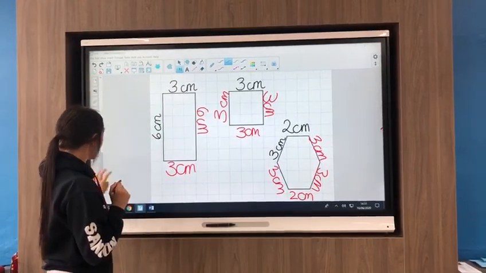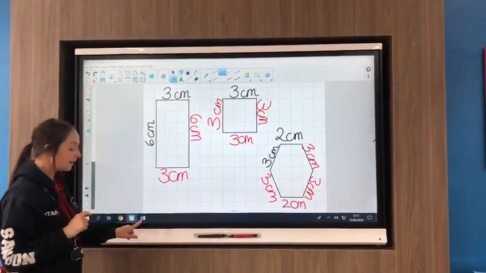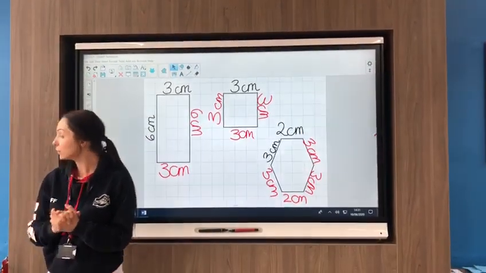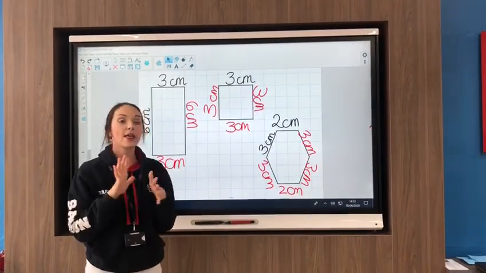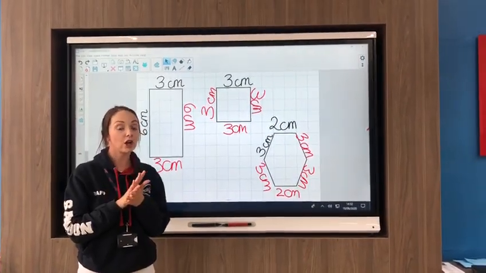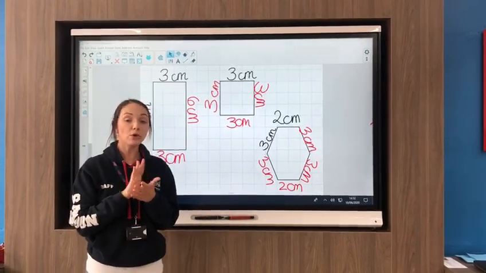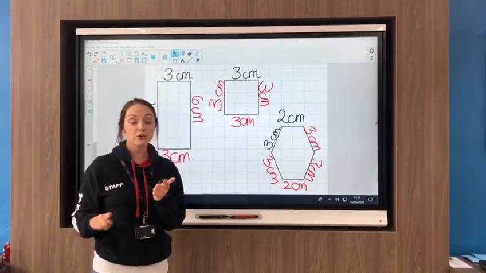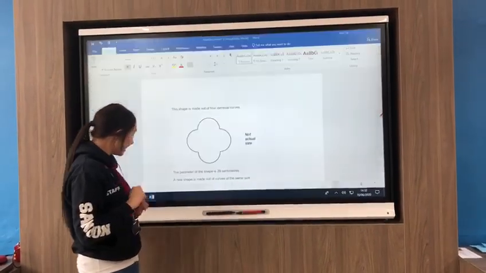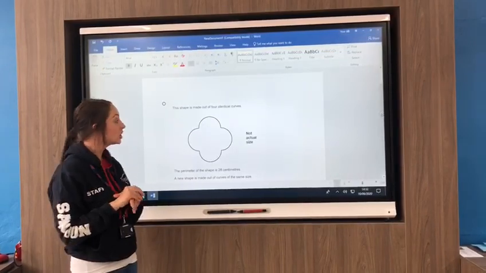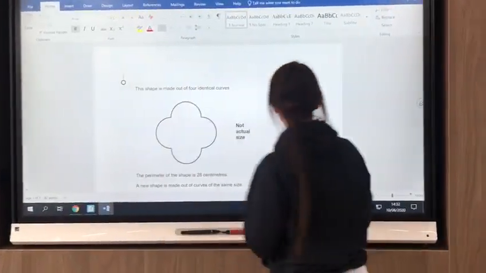Then on the hot sheet, you've got to figure out the perimeter of your first shapes, just like we've just done. Then you've got a challenge of drawing a shape with a perimeter of 12 centimetres. All you've got to do is make sure that those edges add up to 12. And then on the hot sheet, you've got a challenge and you've got some SAT style questions on perimeter.